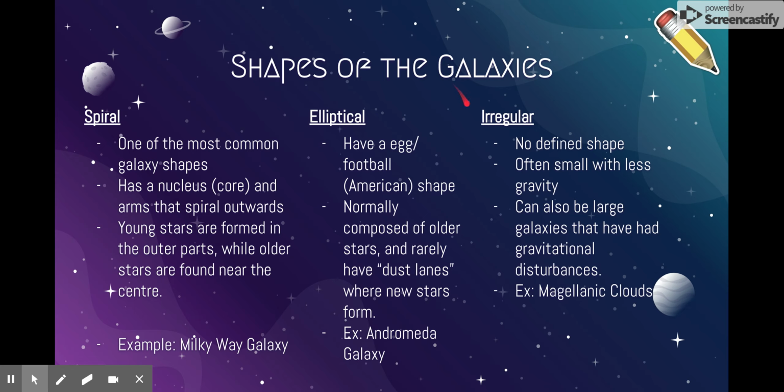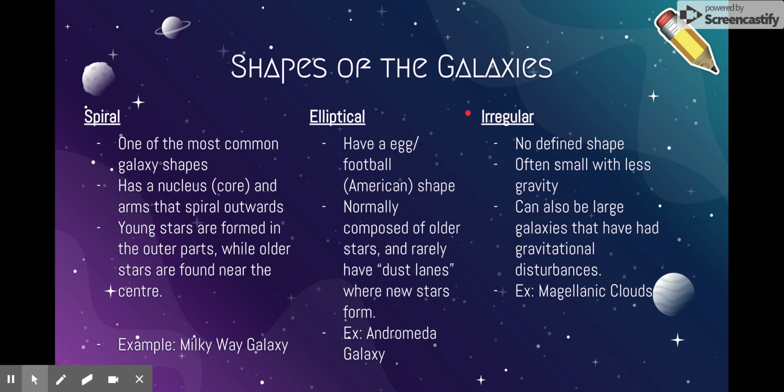The last shape is the irregular shape. Irregular galaxies don't have a defined shape, so they don't fit either the elliptical or the spiral galaxies. Often they are quite small, and the center of the galaxy has less gravity to keep the dust and the stars and all of the matter together.